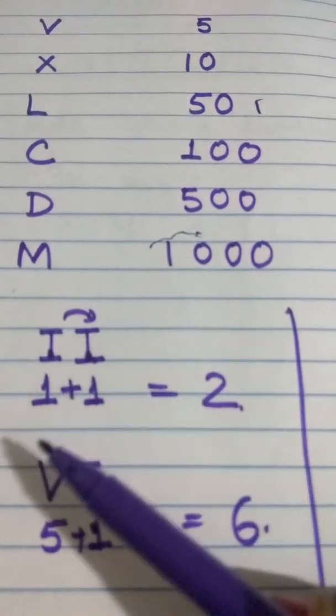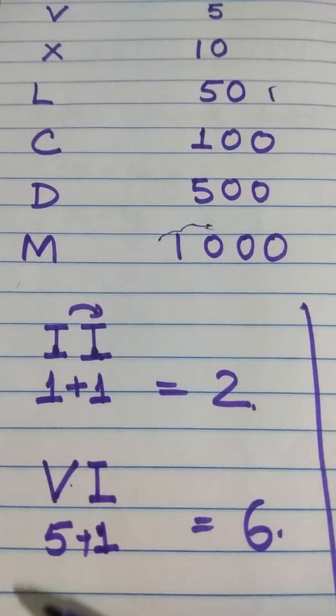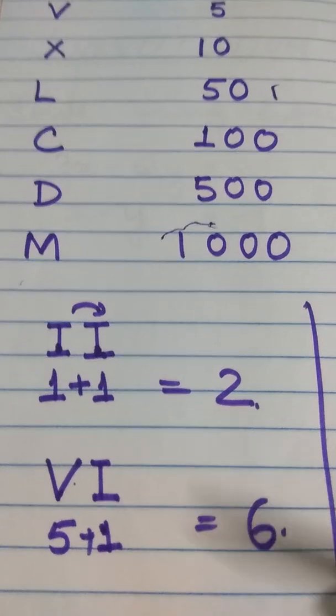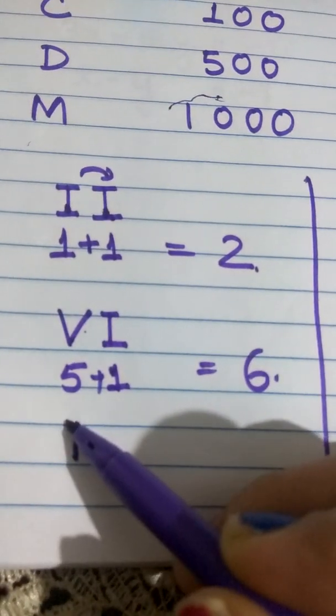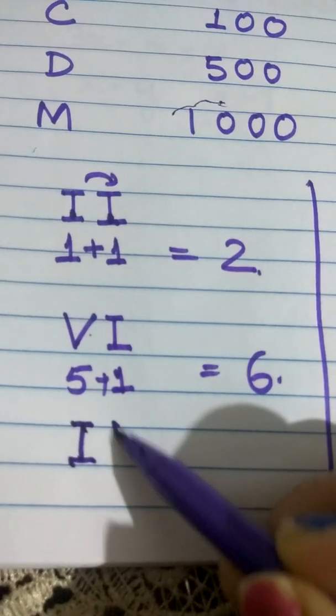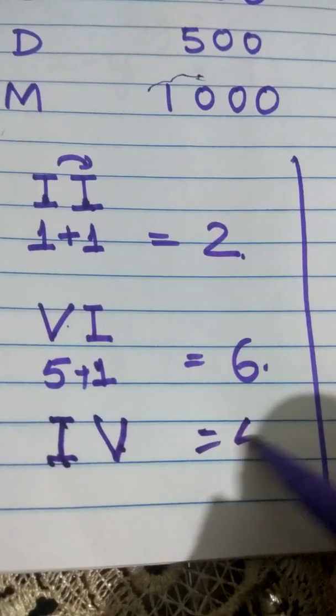If I and I are written, it will mean 1 plus 1 equal to 2. If V and I are written, it will mean 5 plus 1 equal to 6. But if I first and then V is written, it will mean 5 minus 1, 4. Similarly, if we write IL, it will be 50 minus 1, 49.